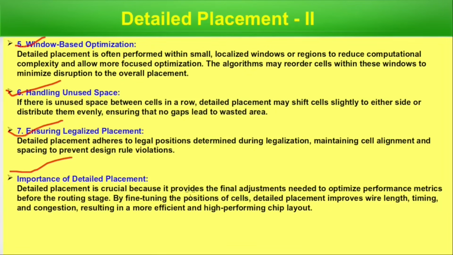Detailed placement is crucial because it provides the final adjustment needed to optimize performance metrics before the routing stage. By fine-tuning the positions of cells, detailed placement improves wire length, timing and congestion, resulting in a more efficient and high-performing chip layout. So, detailed placement is crucial because what we achieved in global placement and legalization is more finely tuned in this stage, and this way we improve wire length, timing, congestion, so that the layout becomes a more efficient and high-performing chip layout. So we are done with this slide. We are done with today's episode.